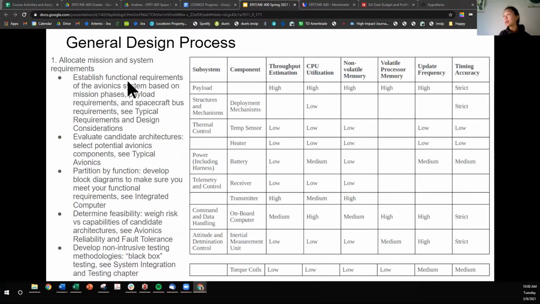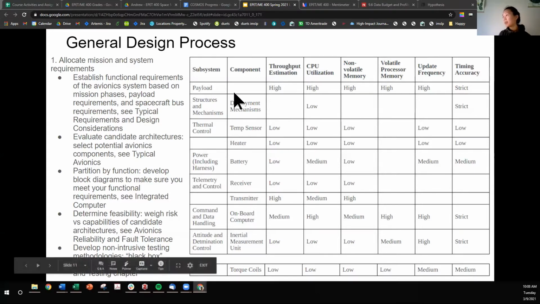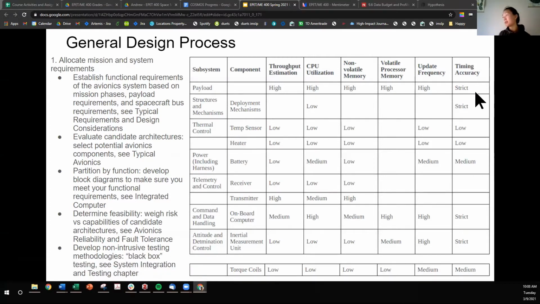So you see here, we were talking about spacecraft bus requirements. For each subsystem, the functional requirements are going to be different for these different performance metrics. The payload is usually the most demanding, but you'll see that there are other subsystems like the communications or telemetry and control subsystem that has a high memory requirement for the transmitter.